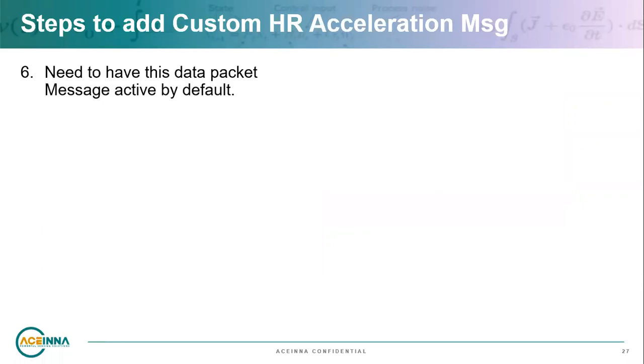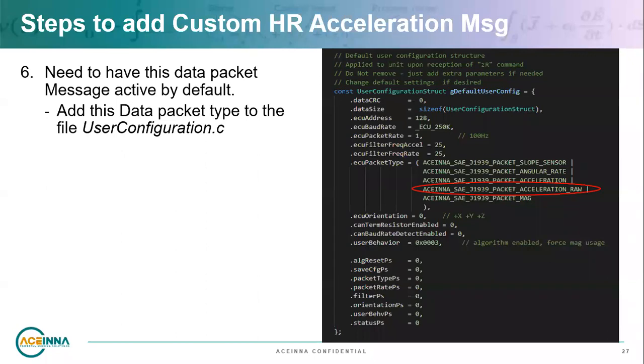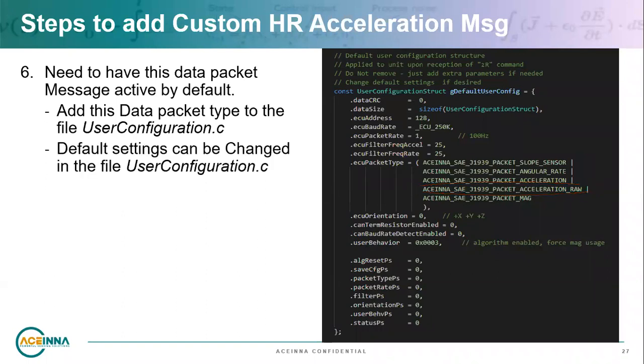And the sixth step is if you want to make this data packet active by default, so whenever you turn on the unit, or if you want this particular message to be outputting by default, then you need to add this data packet type to the file user configuration.c. This is the file where all the default settings are stored. For example, if you want to change the data packet rate, by default, all the data packets are coming at 100 Hertz. Now, if you want to change it to 50 Hertz, then you can change it to the value 2. And if you want 25 Hertz, you can change it over here.